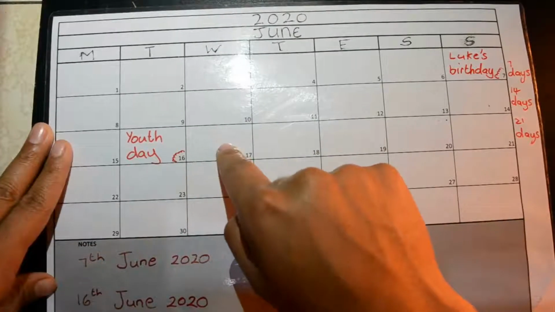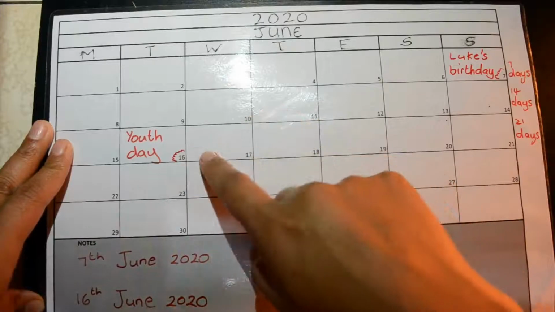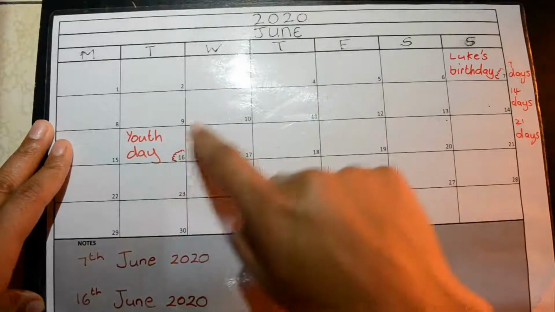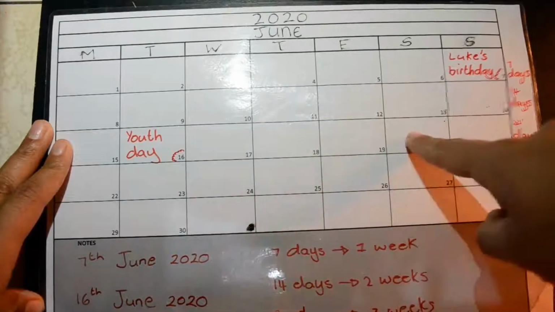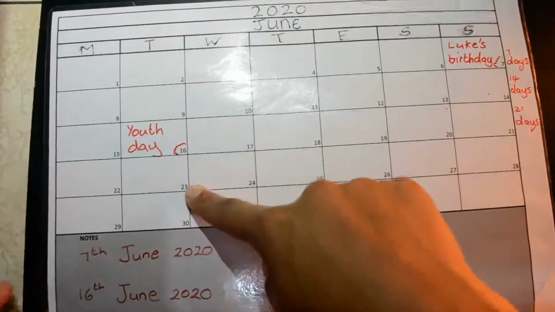So I need to count 7 days going forward to find out what is in 1 week's time. So I'll do it like this. So it's 1, 2, 3, 4, 5, 6, 7. Okay, and in 7 days' time, the date is 23.